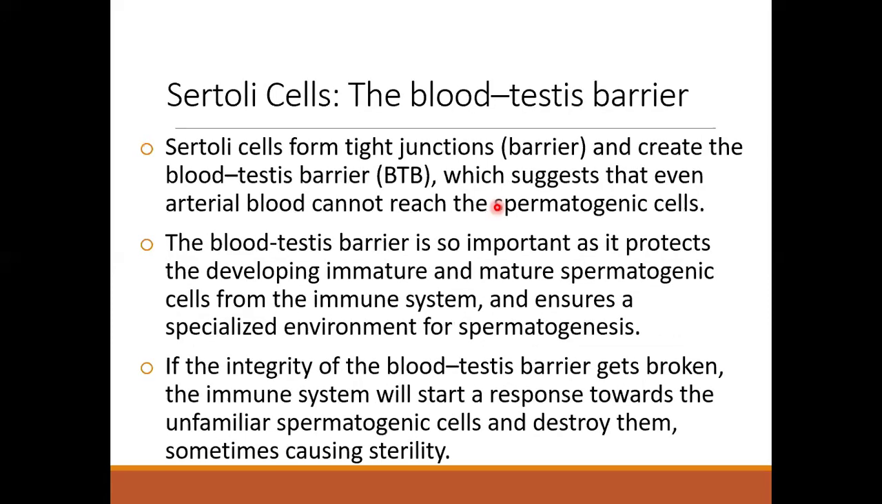So now let's do a little about the blood-testis barrier. We said that the Sertoli cells form tight junctions and create the blood-testis barrier, BTB, which suggests that even arterial blood cannot reach the spermatogenic cells. I think that is self-explanatory, as we've said already. Because of the tight nature, the arterial blood is supposed to supply blood for nourishment.